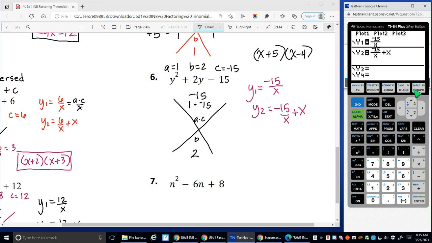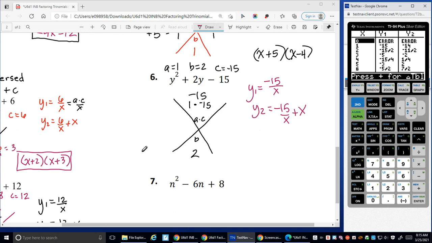What am I looking for? That's right, I'm looking for 2 in Y2 column, right? So we go down, go down, go down. I see negative 2, close, but no banana. Here I have a 2, awesome, I'm going to go with it. That means my factors are 5 and negative 3.